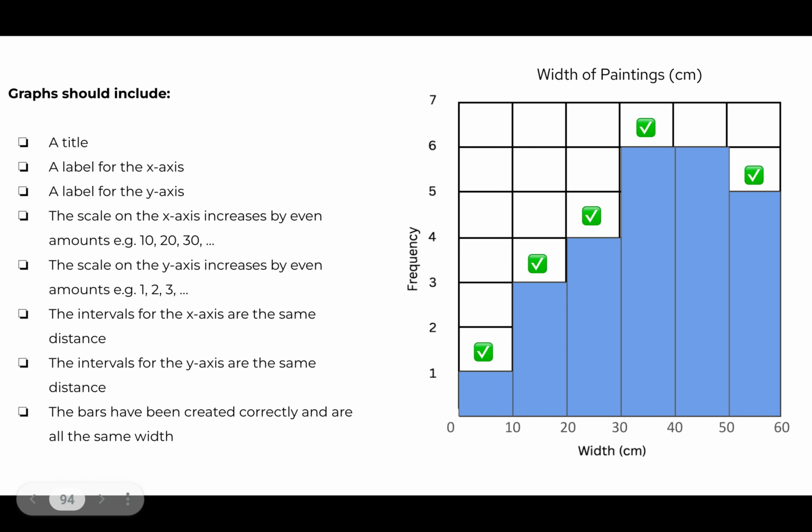So I hope that helps with you understanding not only how to make a histogram, but why we make histograms and how it creates a nice, clear picture when you have a lot of data.